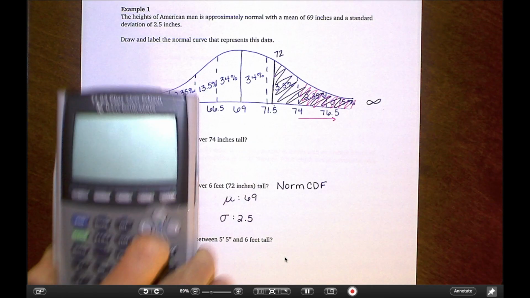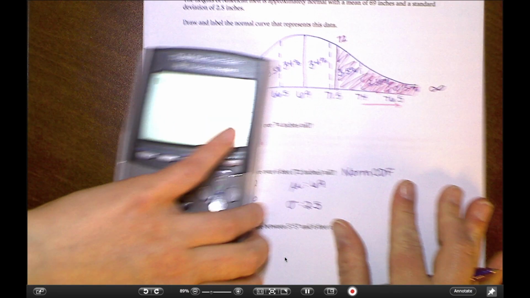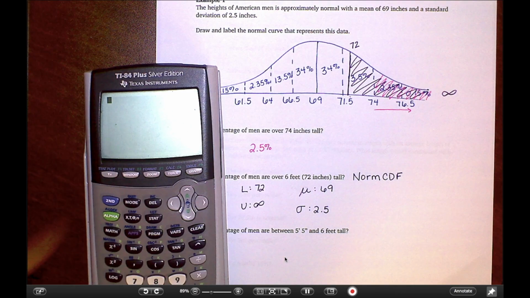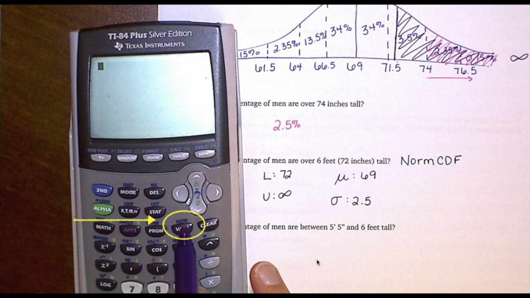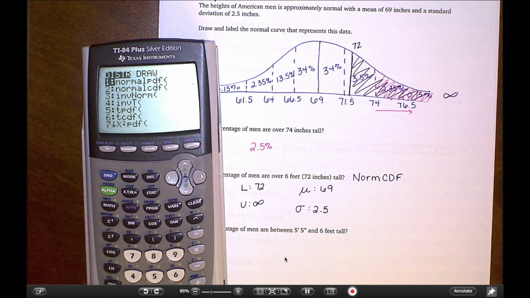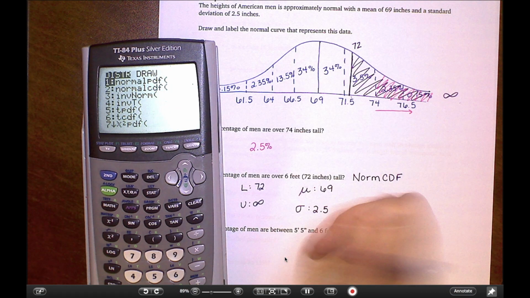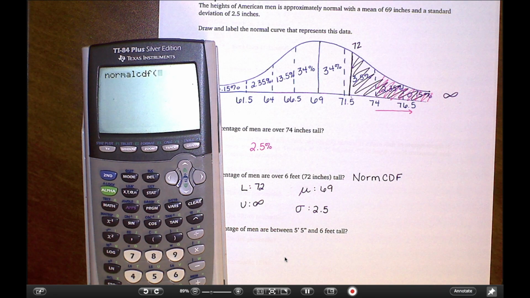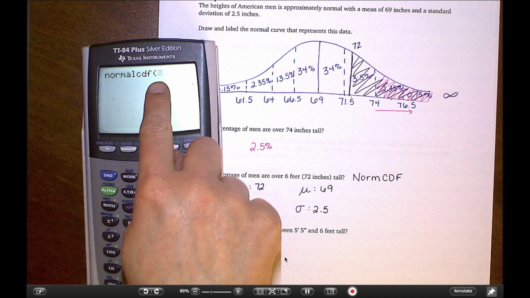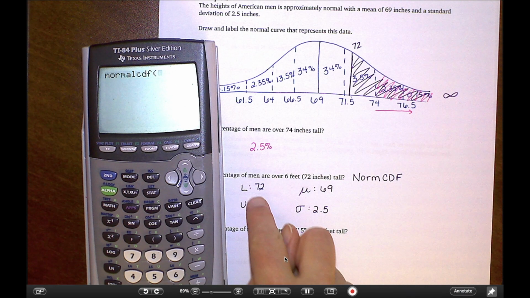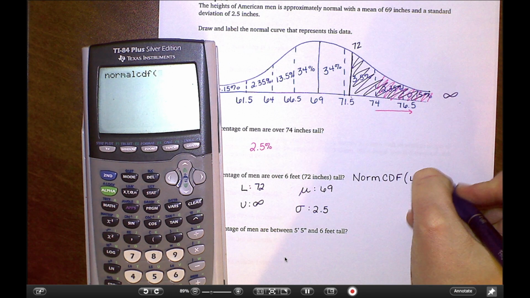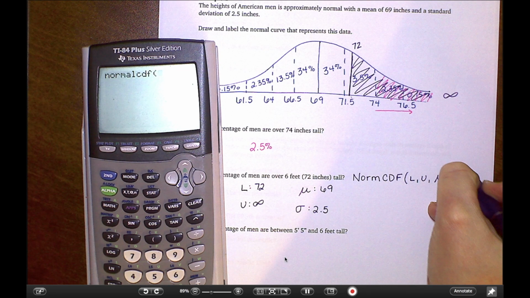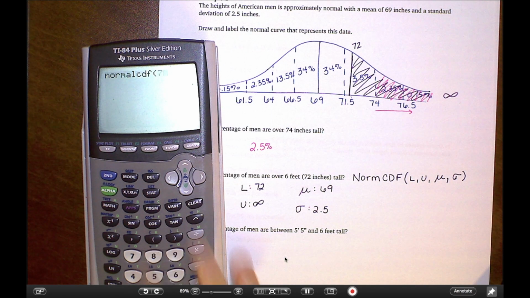So in my calculator, what I'm going to do is go to the menu that says distribution, which is up above the variables key. You'll see DISTR. So second, distribution. And the option I'm looking for here is number 2. Okay. So I'm going to do normal CDF, and then I'm typing the numbers in this order. It's lower bound, upper bound, mean, standard deviation, every single time. So lower bound is 72, and then I'm going to put a comma, okay?